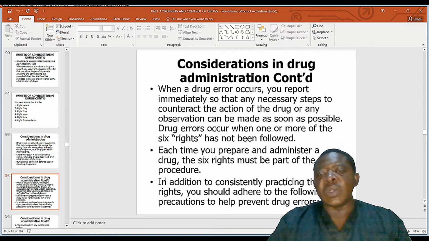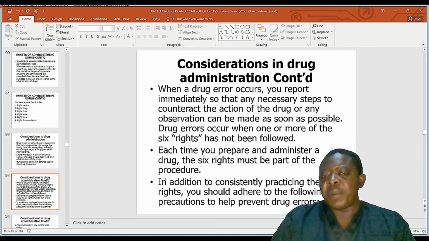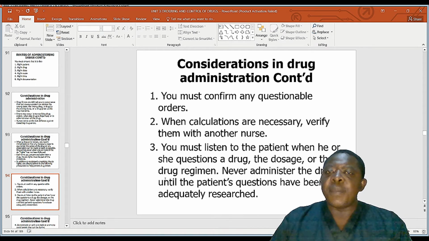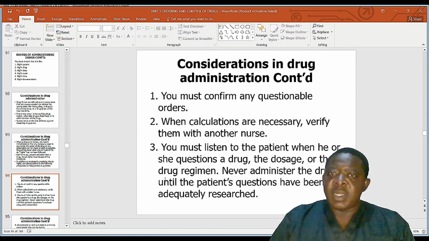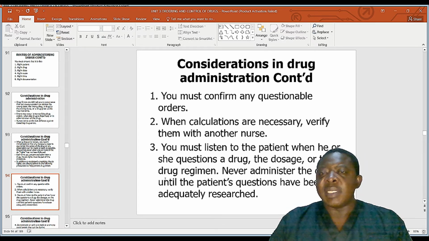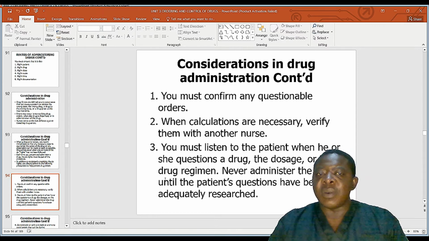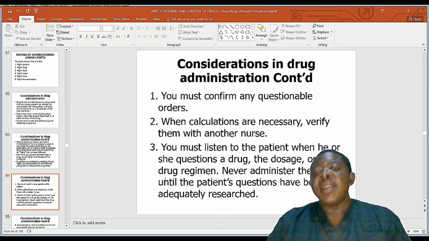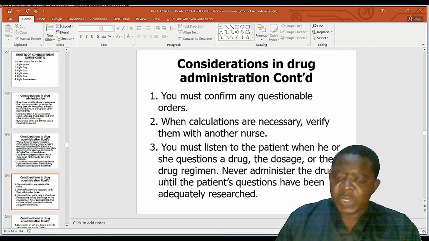In addition to consistently practicing the 6 rights, you should adhere to the following precautions to help prevent drug errors. Number 1, you must confirm any questionable orders. Number 2, when calculations are necessary, verify them with another nurse. Number 3, you must listen to the patient when he or she questions the drug, the dosage, or the drug regimen. Never administer the drug until the patient's questions have been adequately researched.